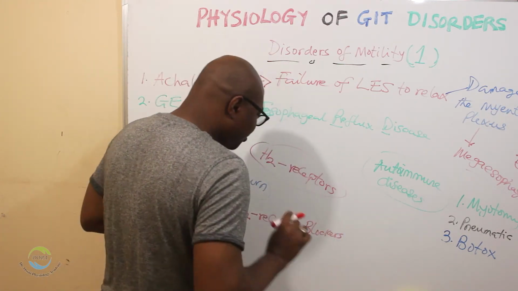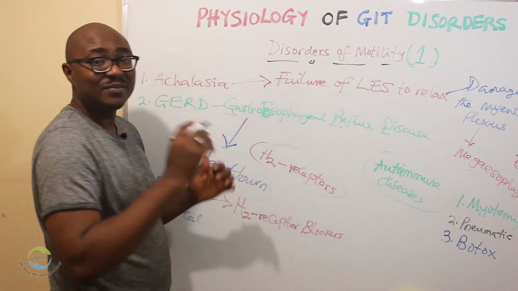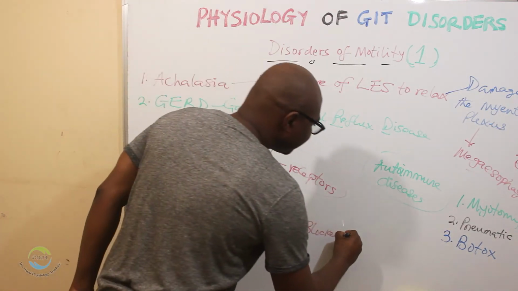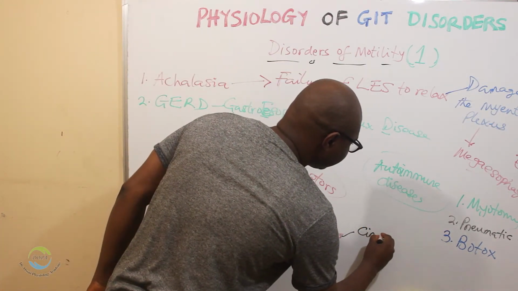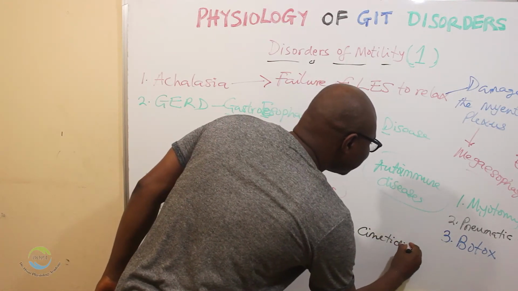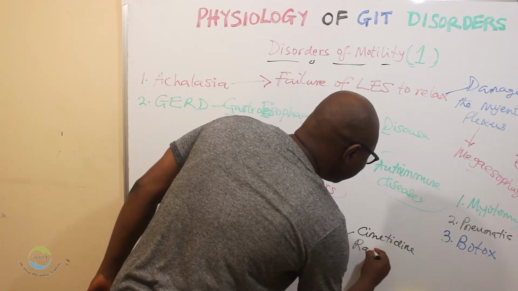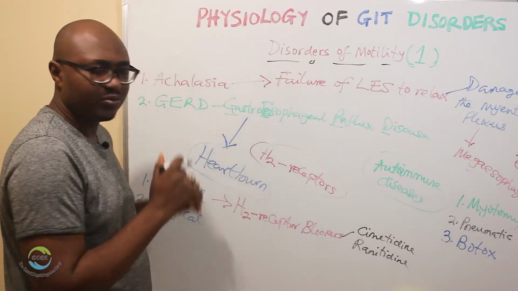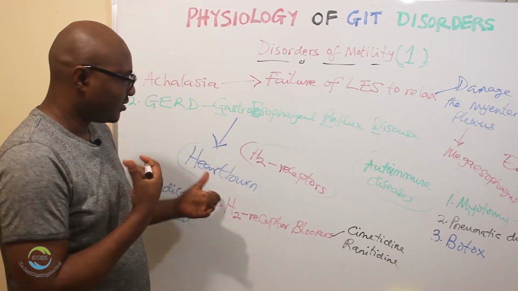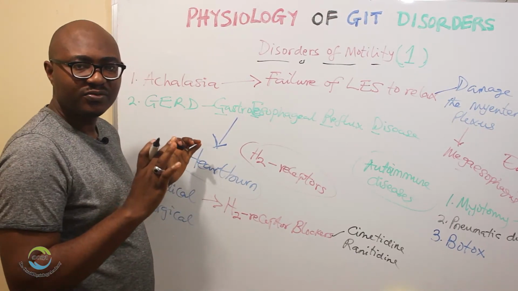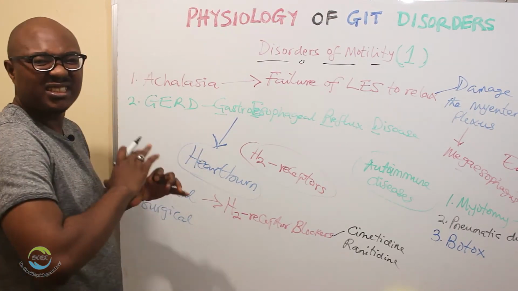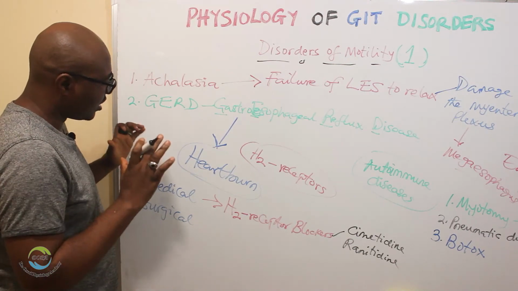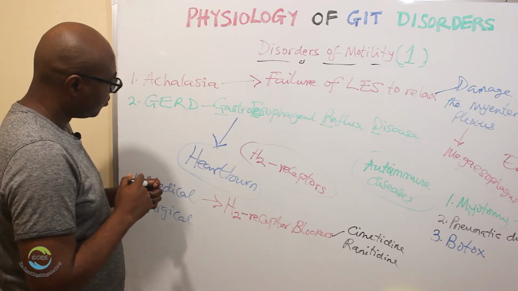H2 receptor blockers. A very typical example of that is cimetidine. Another one is ranitidine. They help to reduce the acid and it relieves the person of that burning, discomforting symptom. All right?